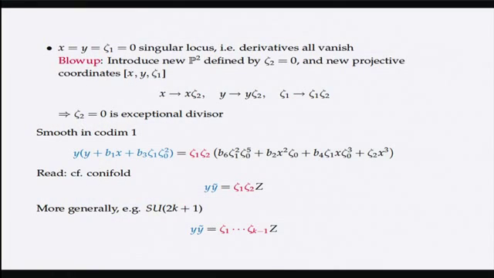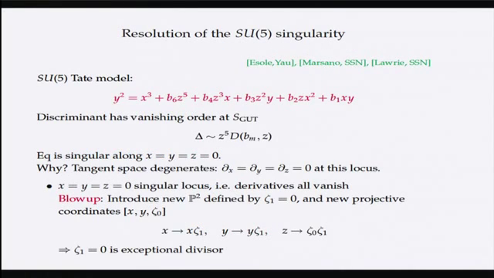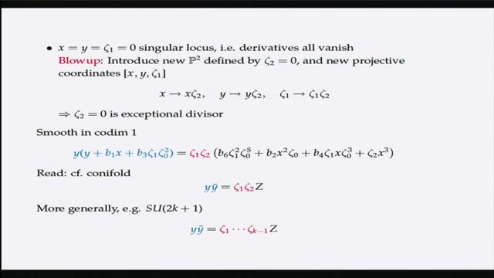So this geometry, once we've done this and plugged this back into the geometry, we can check it's still singular actually. So at x equals y equals zeta 1 equals 0, again, take the derivatives, put them to 0. We see it's still singular, so we can introduce a new P2. Again, do the same thing. x, y, zeta 1 are now projective coordinates on a new P2 that's defined by the vanishing of a new section zeta 2. And indeed, after doing this second resolution, the geometry takes this form.